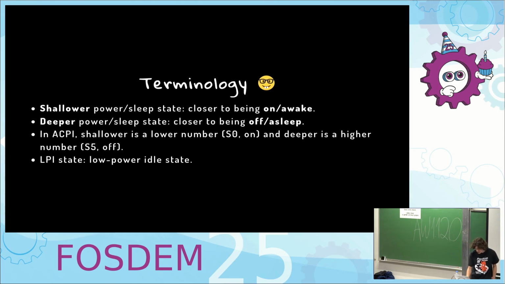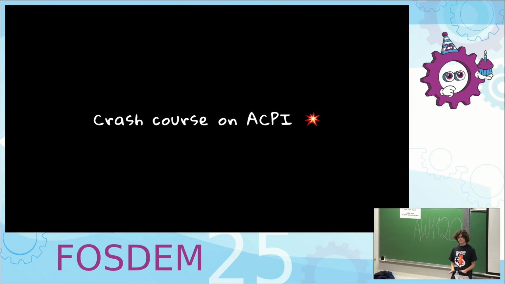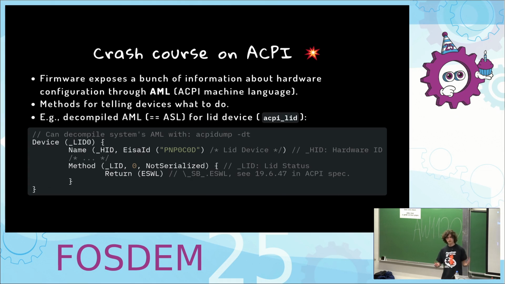So, a bit of a crash course on ACPI for context. Basically, your firmware exposes a bunch of information about the hardware in something called AML, which is kind of like bytecode, and it also contains a few methods for your OS to tell devices what to do. Here's an example of some decompiled AML. This is ASL for the lid device.